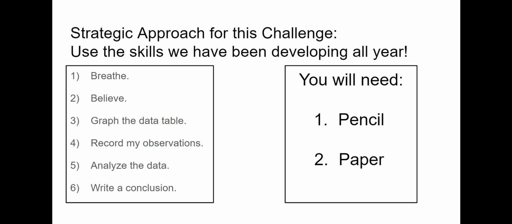So I'm going to help you with a strategic approach for this challenge. I'm going to use skills that we've been working on in class all year and try to help you get through this. So you will need a pencil and a paper later as we move forward. If you have those ready, it'll help you. Let's go through these 6 steps that I have come up with for us. First one is to breathe. There's a lot of information going on here. We just need to relax, take some deep breaths, and believe that we can do this.